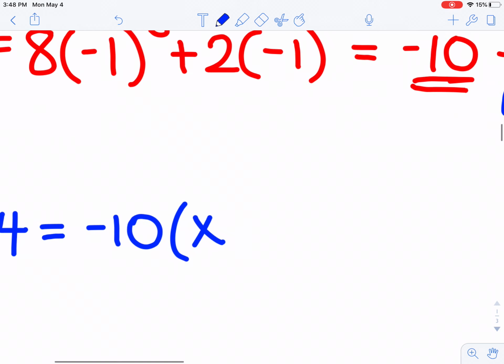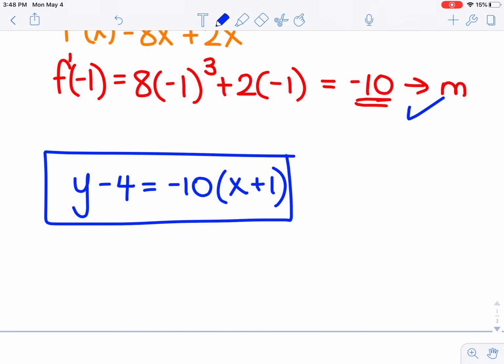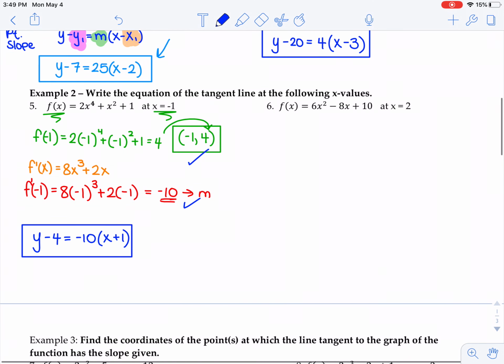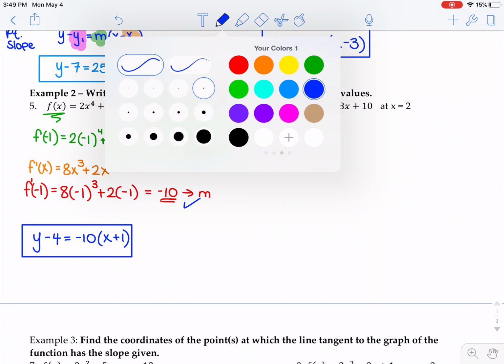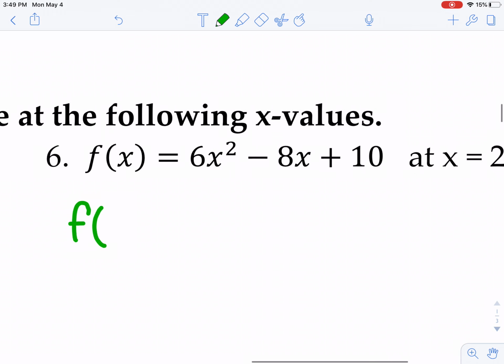Now, minus negative 1 turns to a plus. So this is the equation. All right. Ta-da! Let's do that again. Starting by plugging in to the original function to find the y value of the original point.